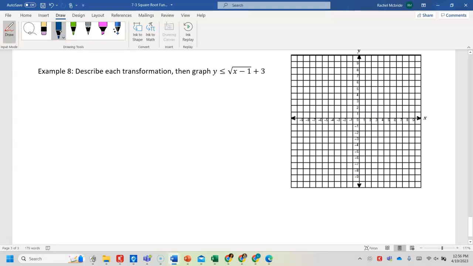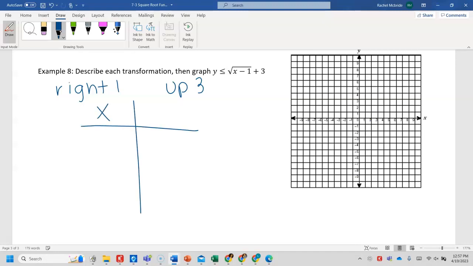Example 8, describe each transformation and then graph. So we have an inequality. The -1 tells me it went right 1. The +3 tells me it went up 3. It is not stretched, compressed, or reflected because there is no a value.